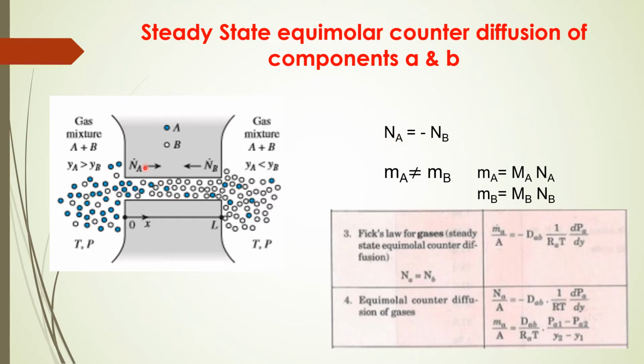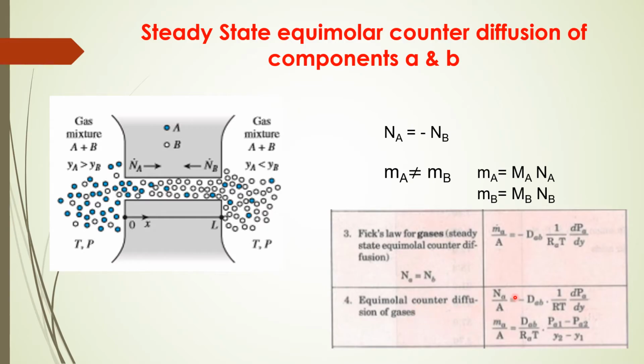Okay. So the molar diffusion rate will be the same, but the mass diffusion rate is not equal. Na is not equal to Nb, because it depends on the molecular weight, and the molecular weights of different gases are different. So you should be very clear that the mass transfer rate will not be the same, but the molar transfer rate will be equal.